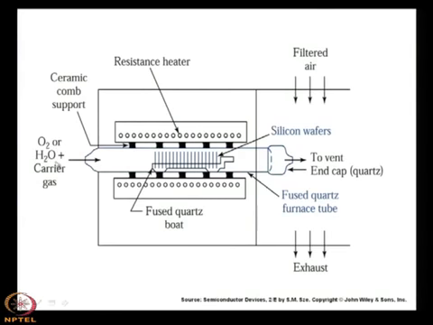And there is the oxygen or H2O plus carrier gas, the carrier gas can be high purity nitrogen or argon, which will transport the oxygen or the water vapor to the silicon wafers in the furnace region, where the actual reaction and the diffusion will take place. And obviously, there will be a vent, the unreacted gases that build up will be vented out from this quartz tube reactor, and then there will be exhaust.